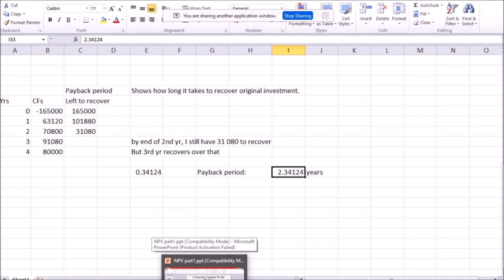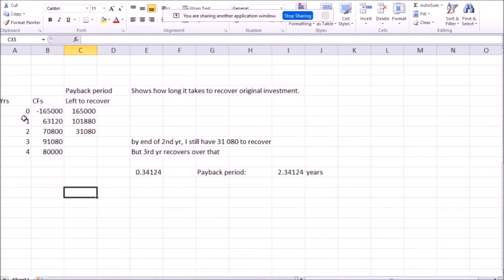That is all. Very easy. Payback period. Let's just have a look at one more example, just to make sure you guys understand everything. Let's change numbers here.